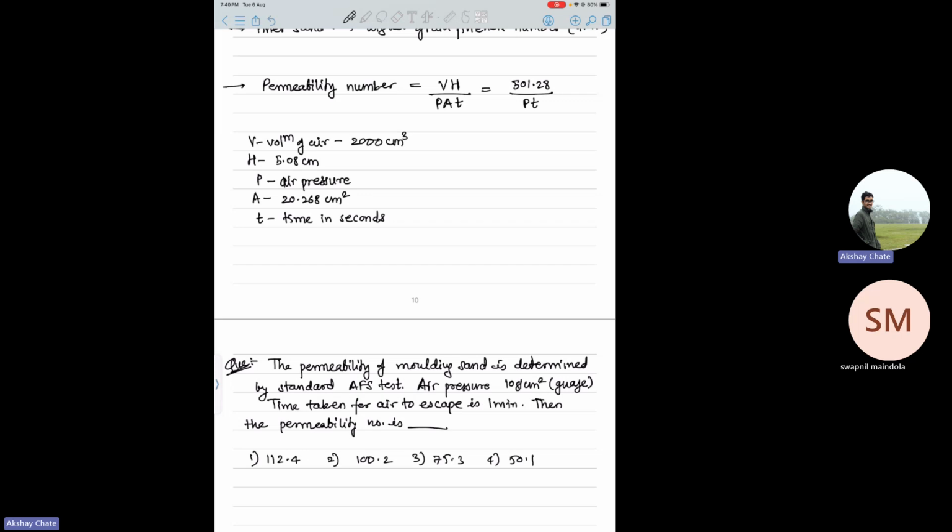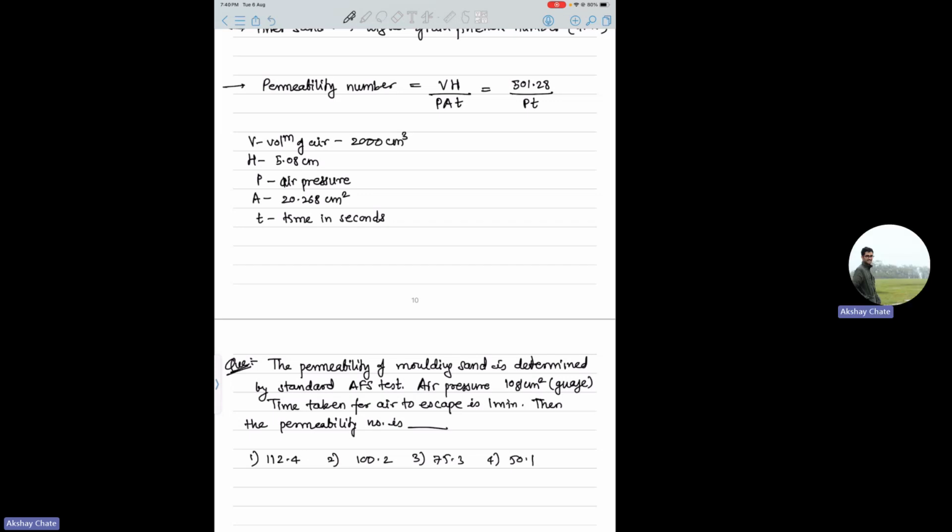1 second. Permeability number. Because what the problem is, these American standards, they typically tend to use different units. Like they will not use kilometers, they will use miles, like that. So let me just confirm once. 2000, and this is gauge pressure. This is not absolute pressure. This is gauge pressure. But having said that, volume is 2000 centimeter cube.